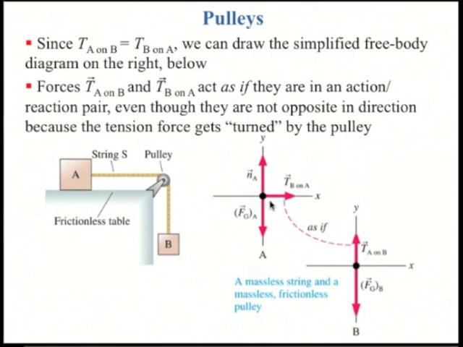So here's the free body diagram for mass A. It has the normal force and the force of gravity on it, and the tension from the string. And here's the free body diagram of mass B. It has force of gravity on it, and it has that same tension, or force with the same magnitude of tension as this tension up here. So we can put an "as if" and connect these two forces as if they're an action-reaction pair, because the tension force just gets turned by the pulley.